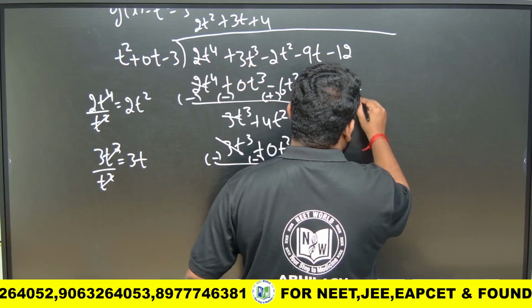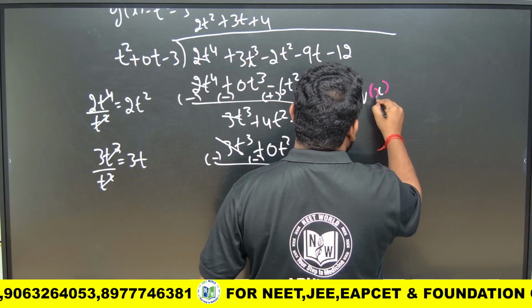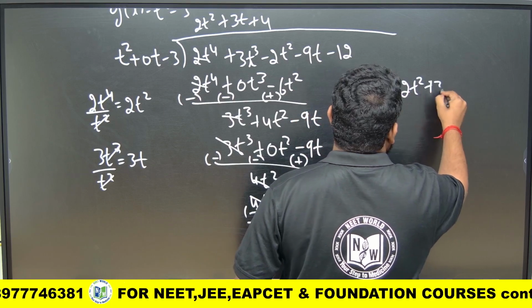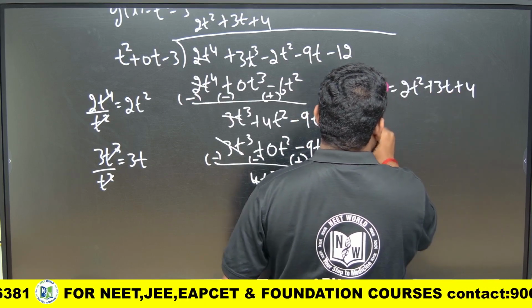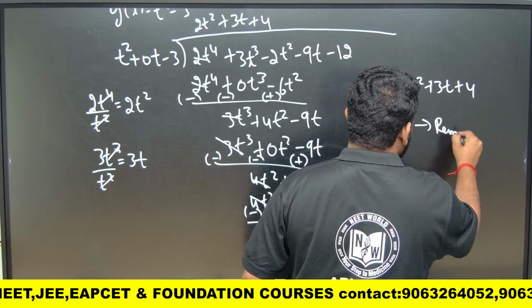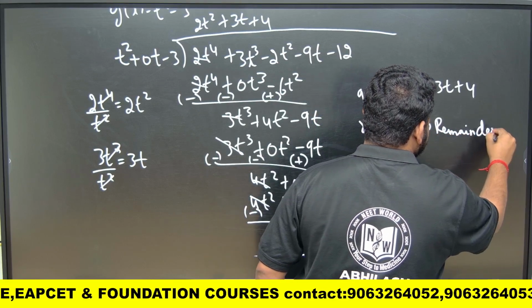So what is q of x that I got? Q of x is 2t square plus 3t plus 4. R of x is 0, that is, the remainder is 0.